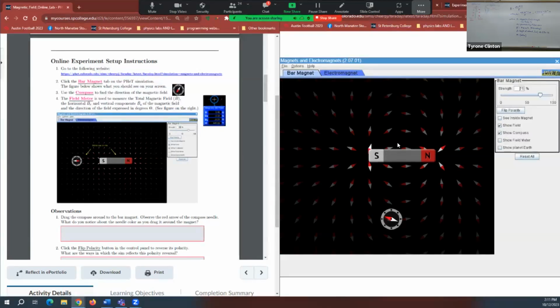So what happens in general around a magnet is the field of these magnets will exit out of the north side of the magnetic pole and will circle back around to the south side of the pole. So the field is going to go in such a manner, in this direction.